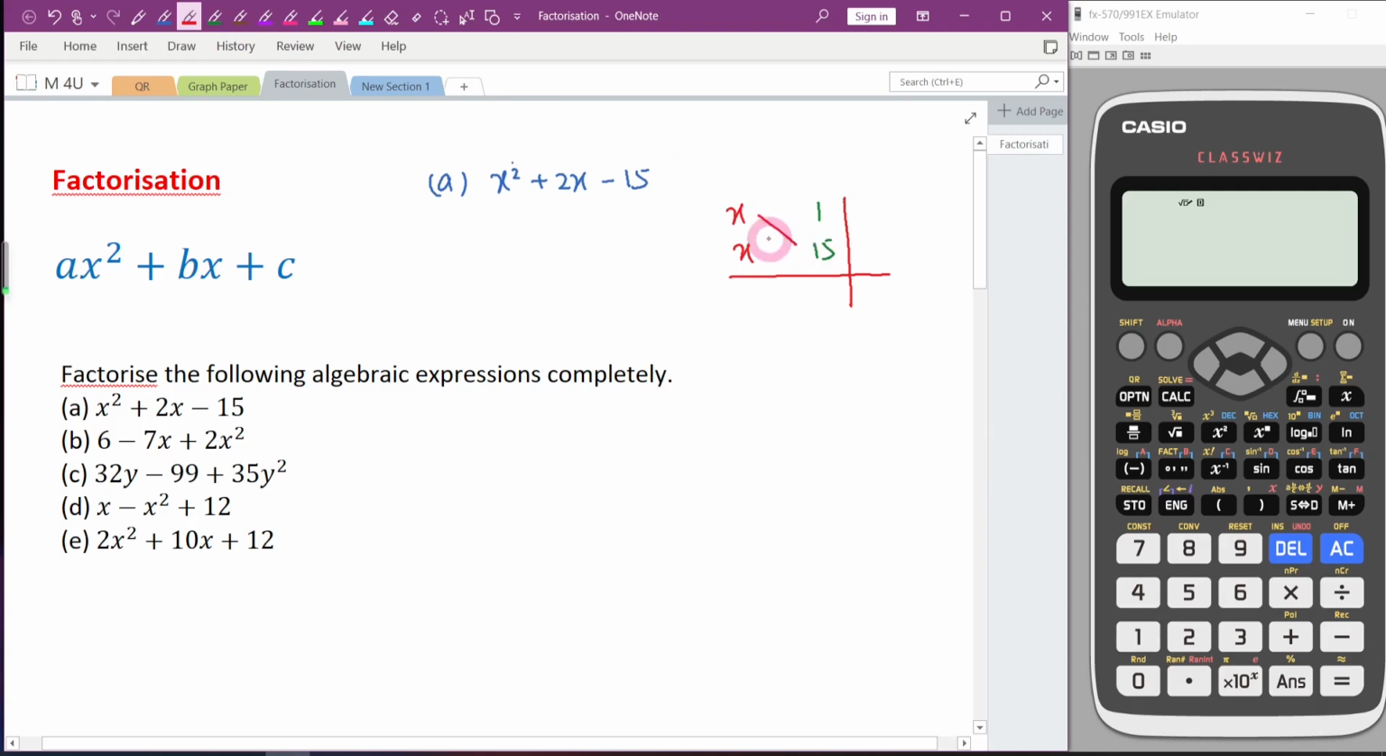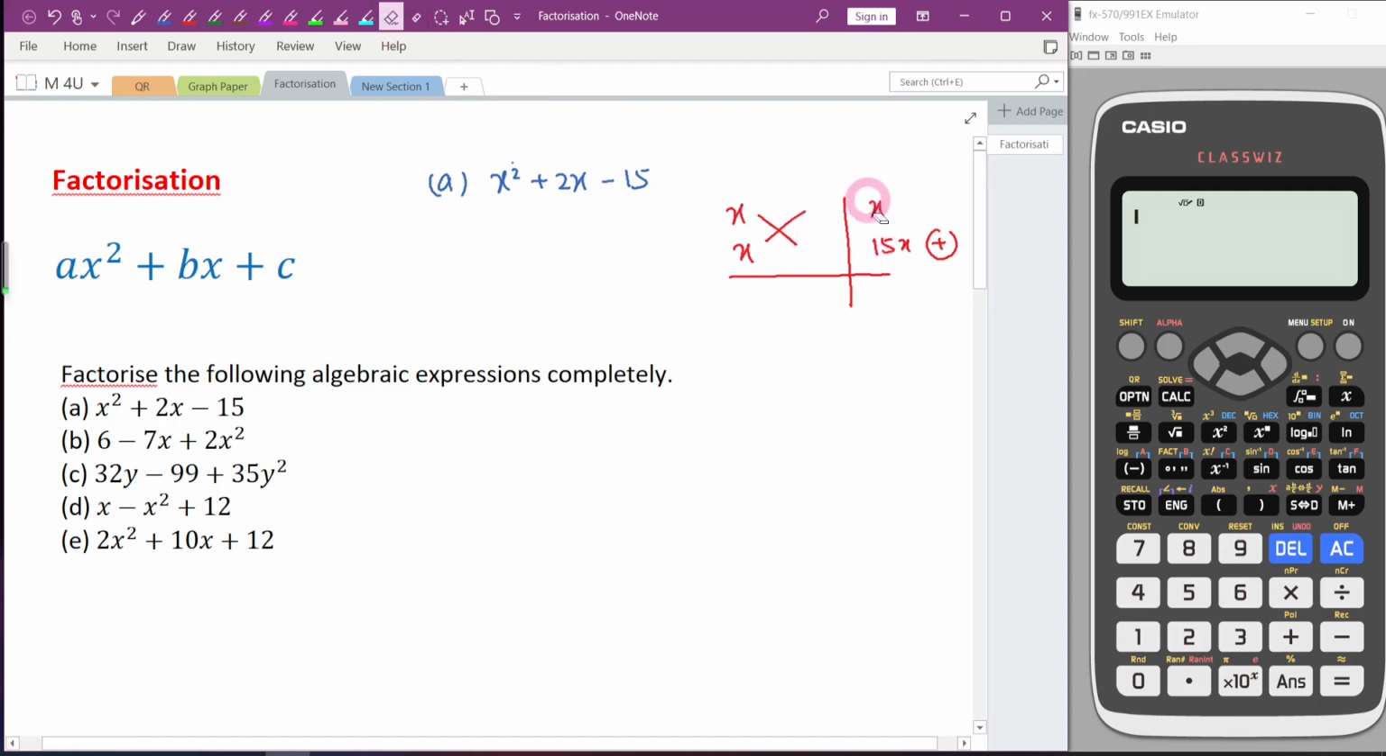Here I'm going to do cross multiplications. x times 1, we will get 1x. x times 15, we will get 15x. These two, we need to find their sum. The sum of these 2 terms must be equal to positive 2x. Try to think, what sign should we write here? Negative, negative, positive, positive, negative, positive, or positive, negative, so that the sum of these 2 terms will be equal to positive 2x. You will notice that there's no way for us to use these combinations to get positive 2x, right? Therefore, we know that this combination is actually not correct.